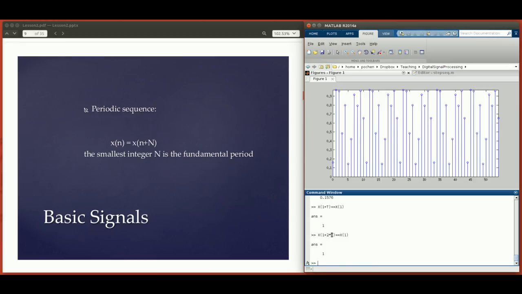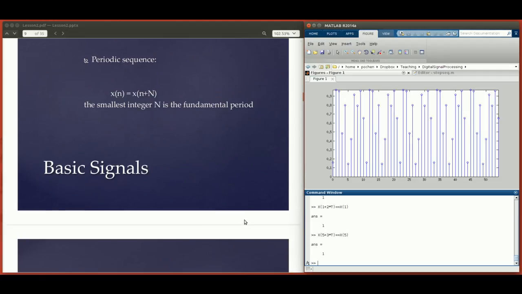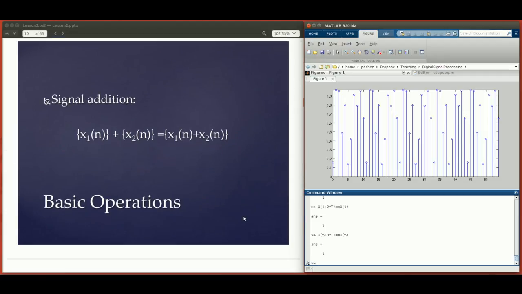So the fundamental period is the smallest period, right? But if you multiply the fundamental period by an integer, it's also one of the periods. The same is true for 3. But this time let's check a different point. Suppose I check 5. It's still going to be true, right? So that's the characteristic of periodic signals. It repeats itself after a certain number of samples.